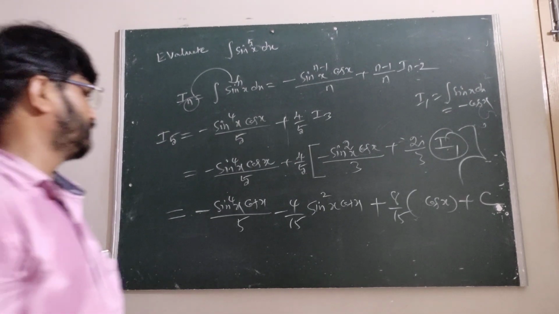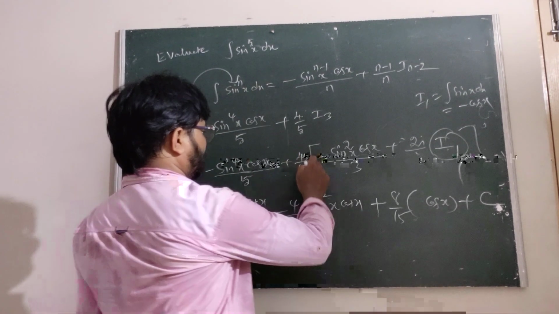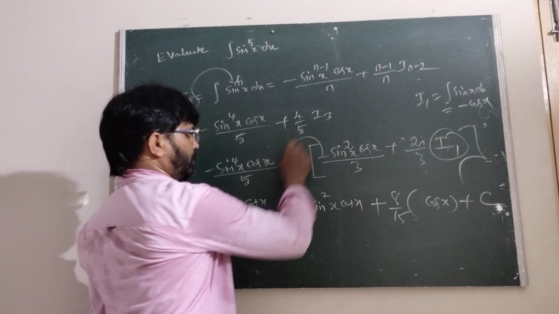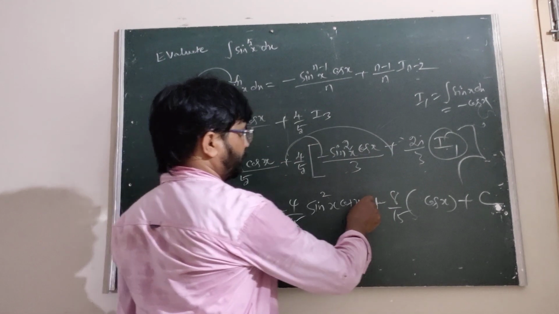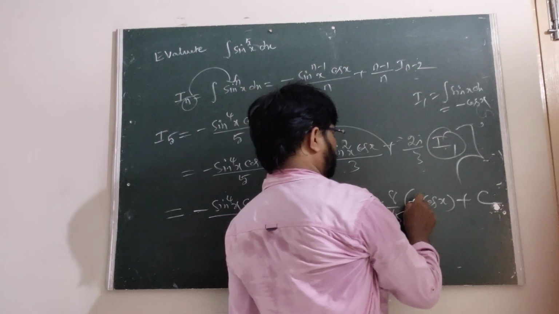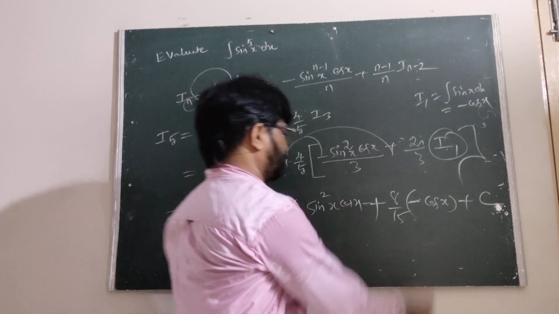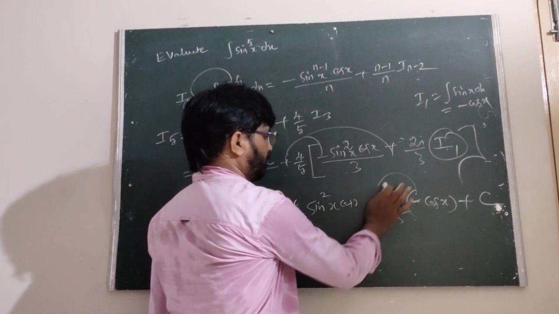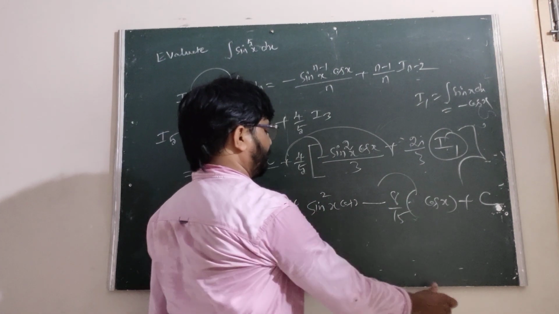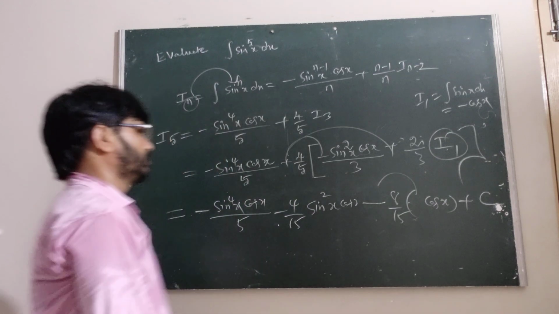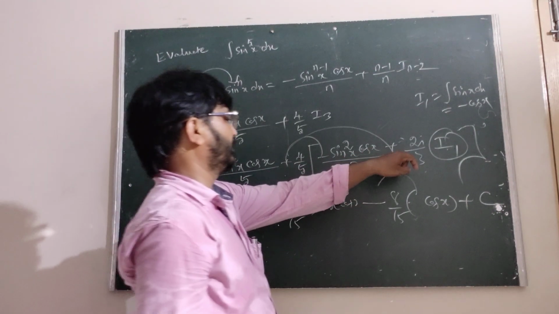Sorry, one mistake is there. Here minus 4 by 15 plus into plus is the plus. Integral of sin x is the minus cos x. Therefore, the next step is minus 8 by 15 cos x. Is it okay? The small mistake. It is also I can treat as the minus.